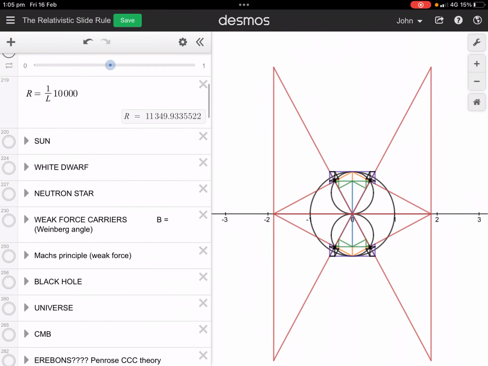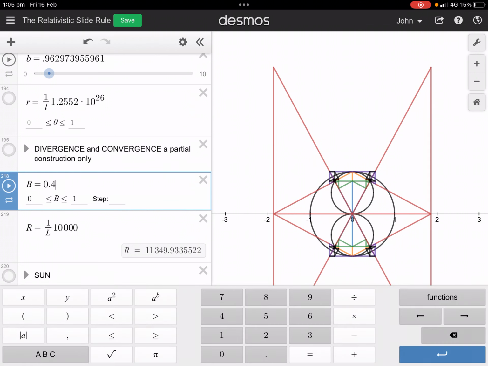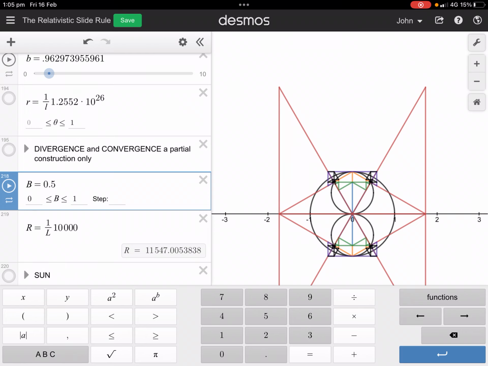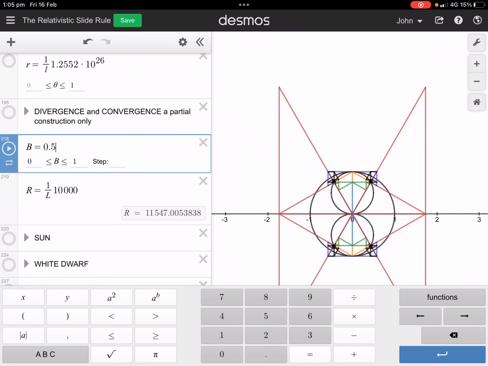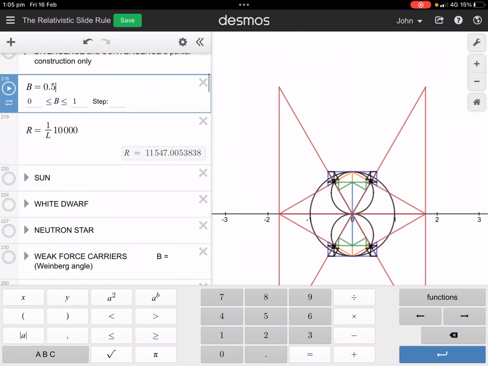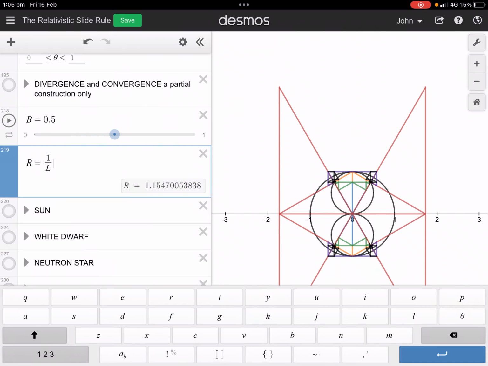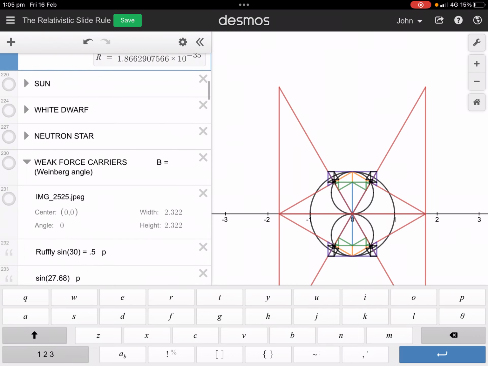So anyway, what are we up to? We're up to the weak force carrier. We're going to use the Weinberg angle, which is sine 30 roughly, which is a B of 0.5 if you know your trig. I just didn't know what to do, so I thought, what happens if I put in the Planck length? So let's have a look.